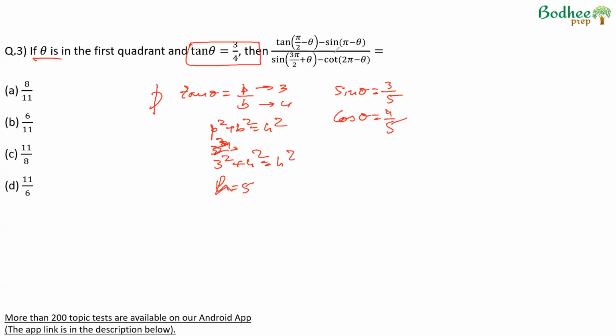We know that sine cot. Okay. Since it is in the first quadrant, all the values are positive. Tan of pi by 2 minus theta will become cot theta, first quadrant.